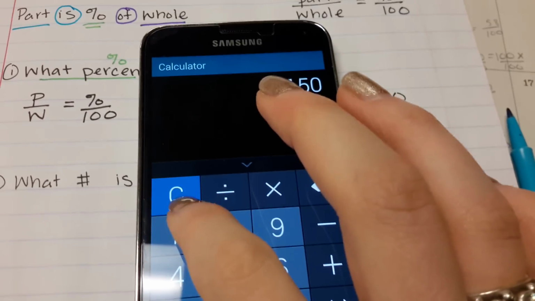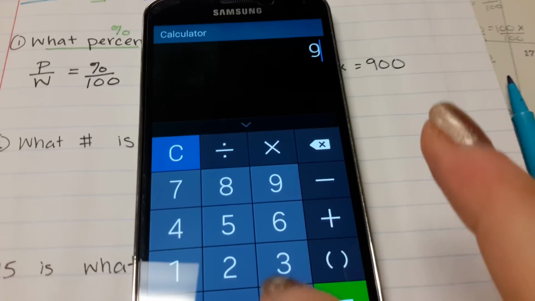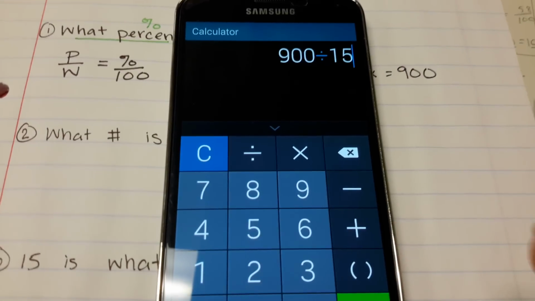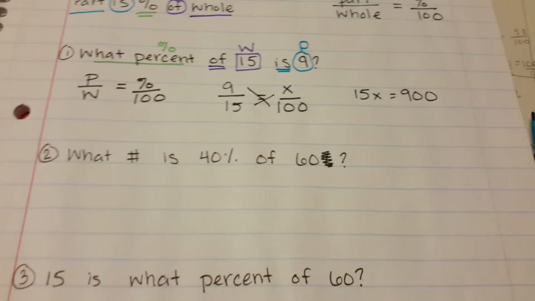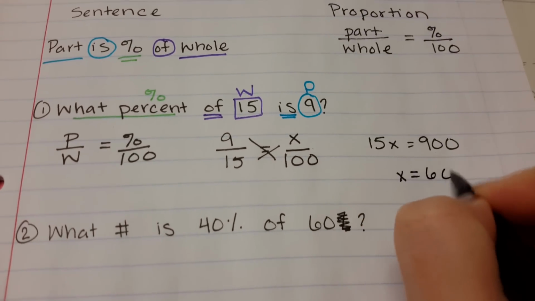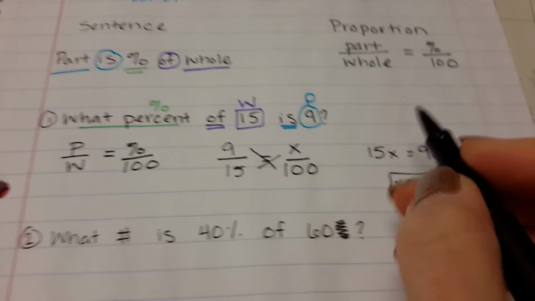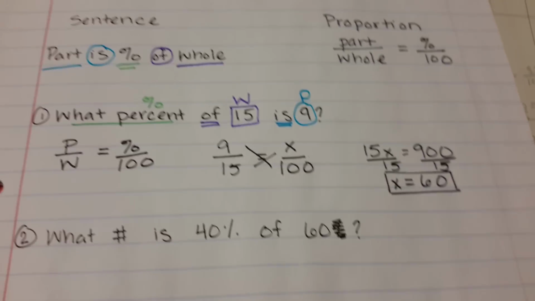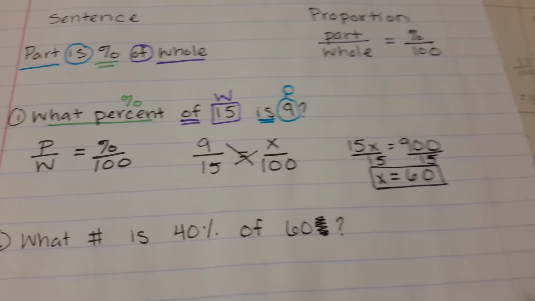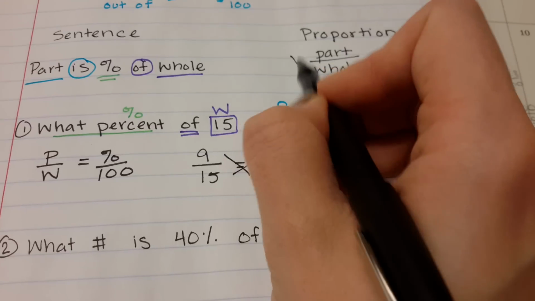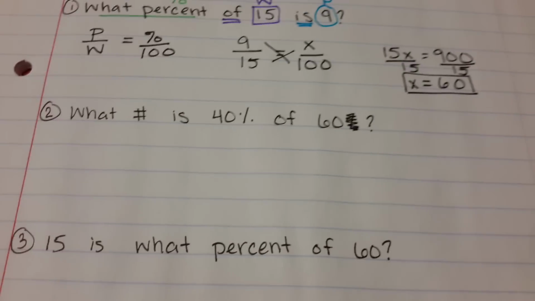And if we use a calculator, we can do 900 divided by 15, and that equals 60. So we can say that x equals 60. But I do need to see your work, and we should have our divide by 15 here on both sides, so we know what we did. So we're setting up proportions just like we've done. We're just taking it from a sentence, but we're always going to put it in this format. So let's look at one more.